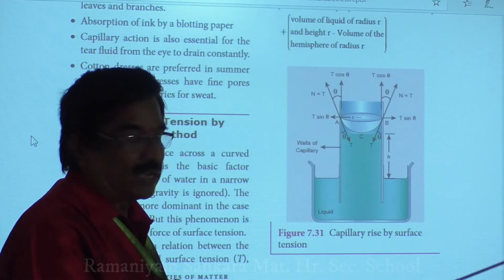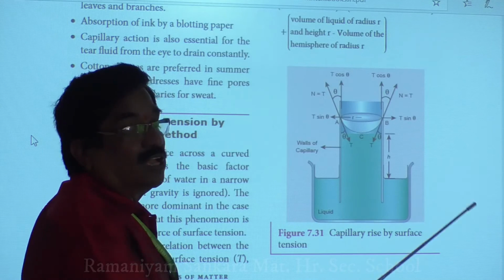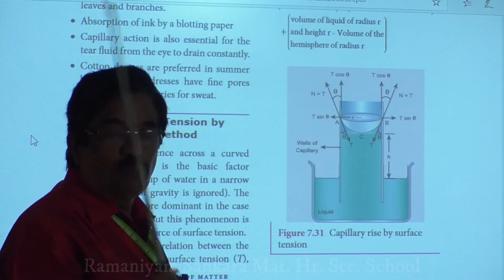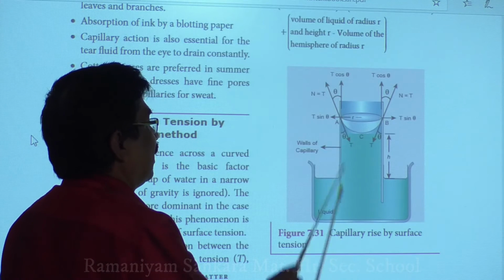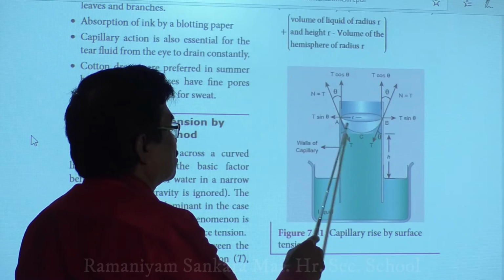We are going to do the practical. This is the capillary tube. To make you understand, they have drawn it this big, but it won't be this big. It is very, very small, with small pores also, but you can see the rise of water. The rise of water is there. This is the concave meniscus.